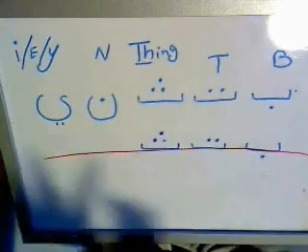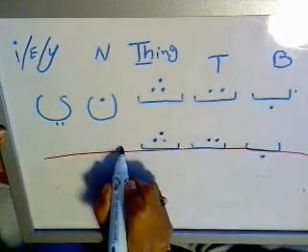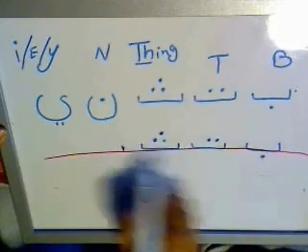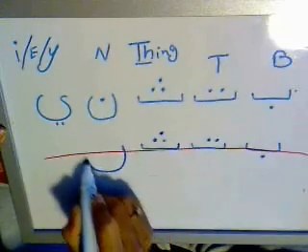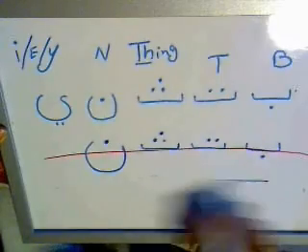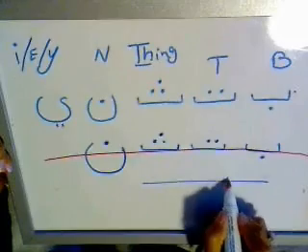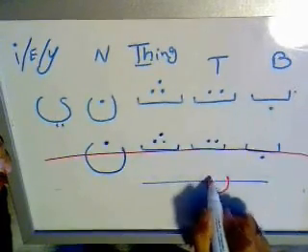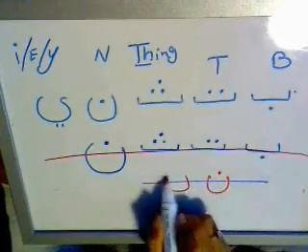Okay, so let's continue with the noon. The noon is very easy. It begins the same as all the others, but instead of going with the line, it goes round underneath the line, and then I have to put a dot on top. So this is the line, I begin on top of the line, I go down, but I have to return on top, and then I put the dot.